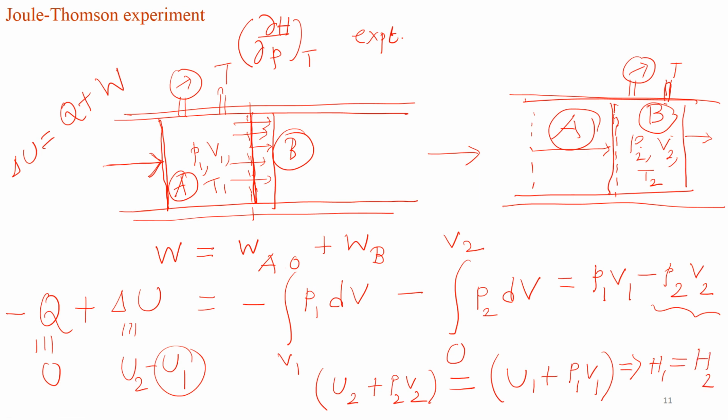So in the Joule-Thomson experiment, the process is called isenthalpic because the enthalpy of the system did not change.